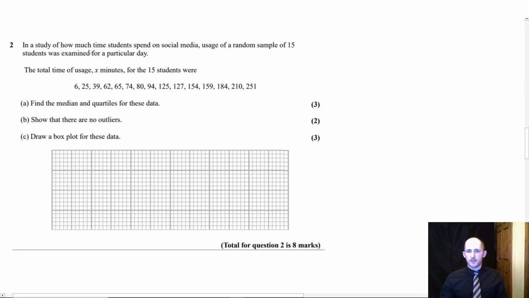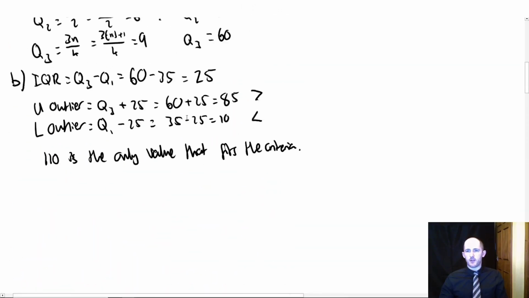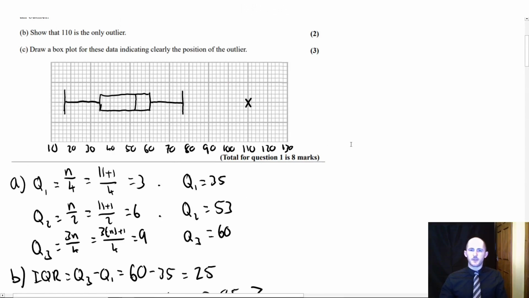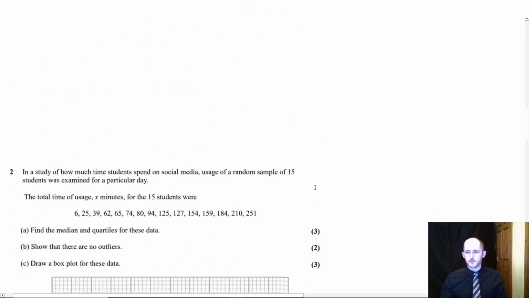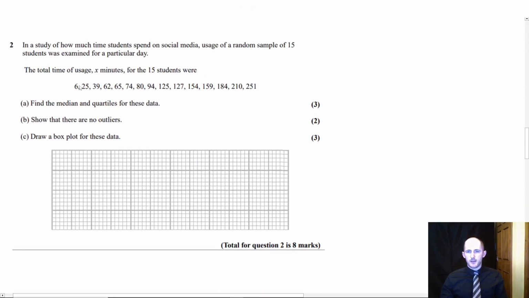Again, we have a study of how much time students spent on social media. Usage of a random sample of 15 students was examined for a particular day. Total time of usage X minutes for the 15 students were, and then all of this. So also in terms of writing a title, sometimes they give it to you, or you can just include it yourself, which is totally fine, but you don't actually have to. And we have all those values. Find the median and quartiles for this data. Show that there are no outliers. Draw a box plot. Easy.